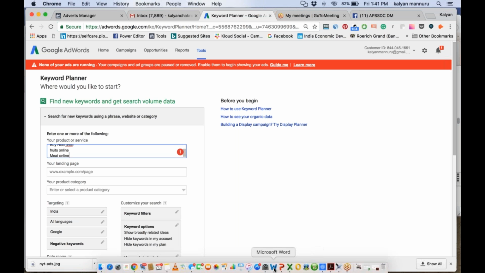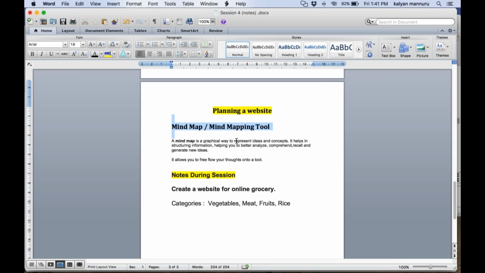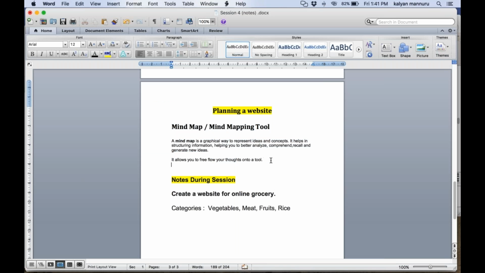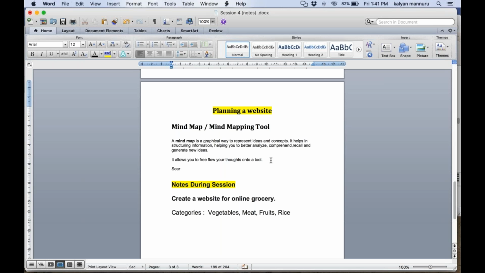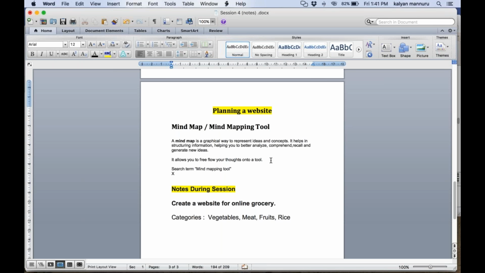So as I told you, I will be using a tool called Mind Map. You have various tools available online. The search term to reach out for such tools is "mind mapping tool." Just go to Google and search for mind mapping tool. One of the tools that I use, which is free, is called Xmind. Here it is. Tool suggested, Xmind.